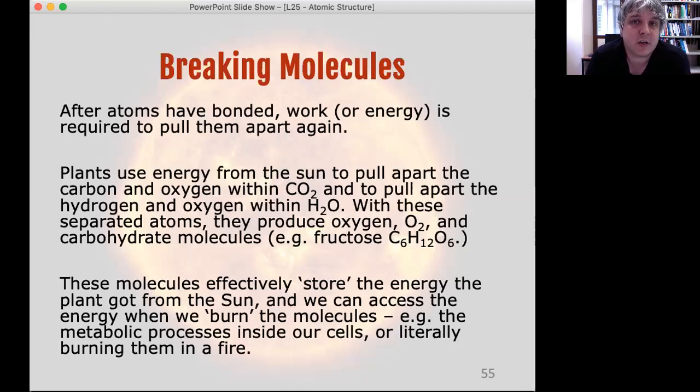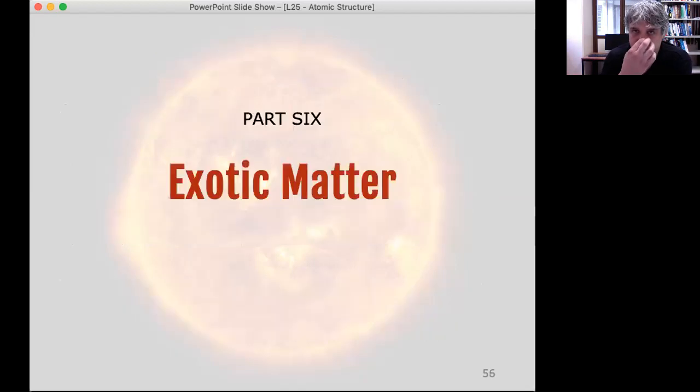It's taken that energy and it's used it to create a molecule which has more bonds and therefore more energy stored inside it. And we can access that energy when we burn those molecules, either literally in a fire or metaphorically, we burn them using metabolic processes in our cells. So as I said, we're not going to go into that, just a little mention of it there for you out of interest, but we don't expect you to learn any of that for this course.